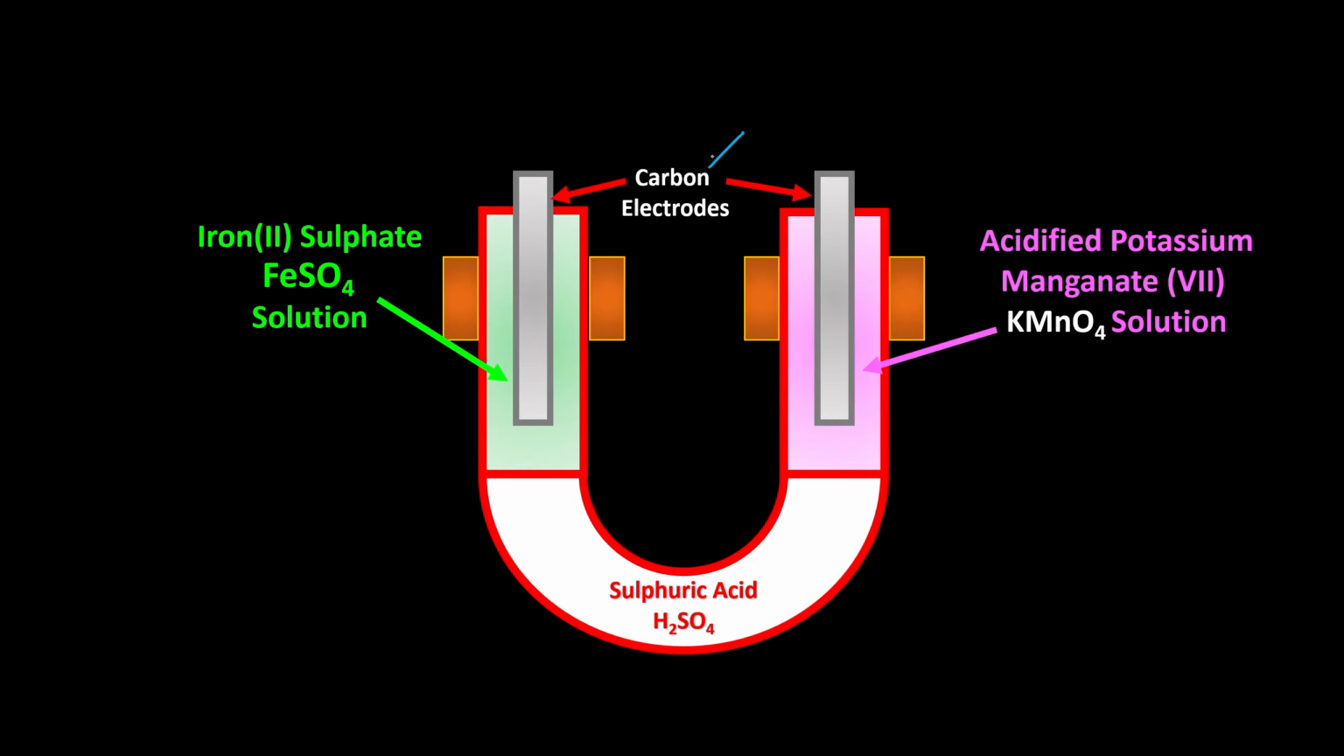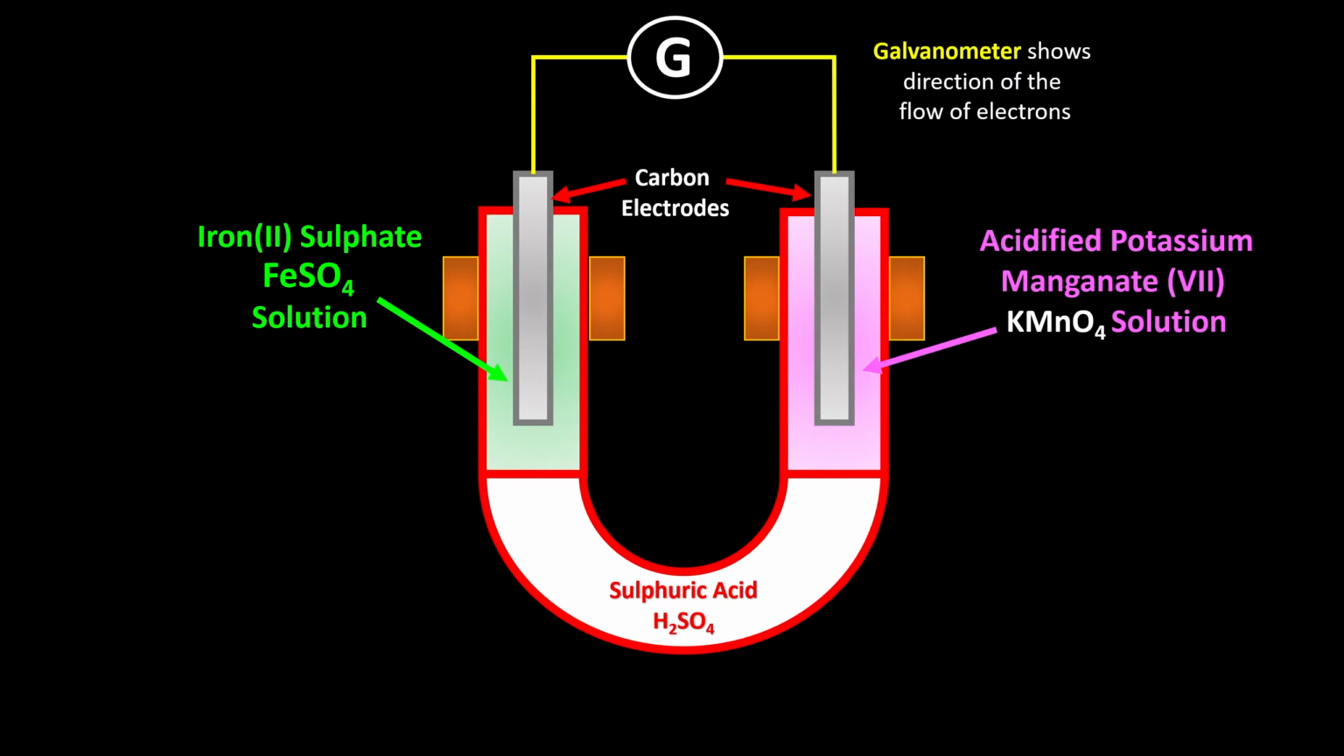So why it must be carbon is because carbon is inert, so that it wouldn't take part in the reactions. Electrode is basically just the electrical conductor where the current can go in and the current can go out. So let's connect the wire to the galvanometer so that we can observe the direction of the electron flow. And now we're going to observe the electrons. Can you see that? It's eventually moving from the left to the right.